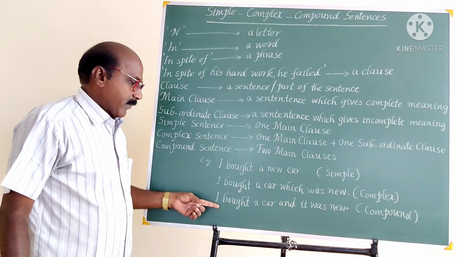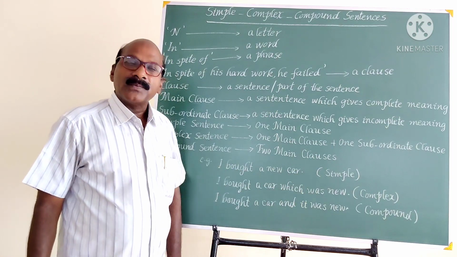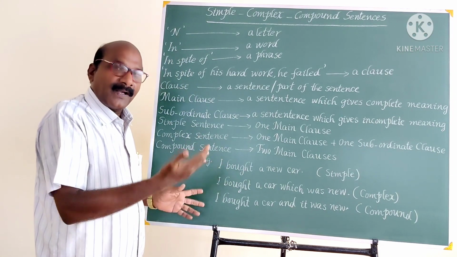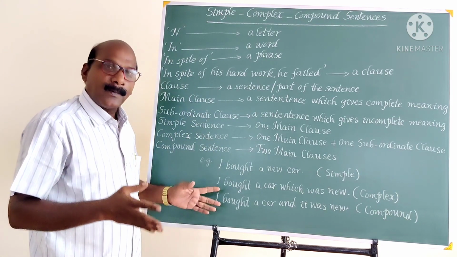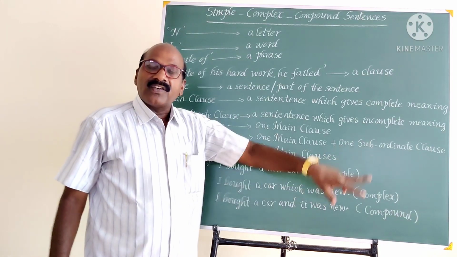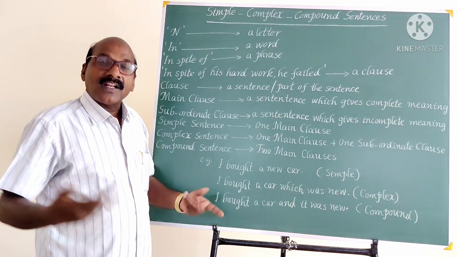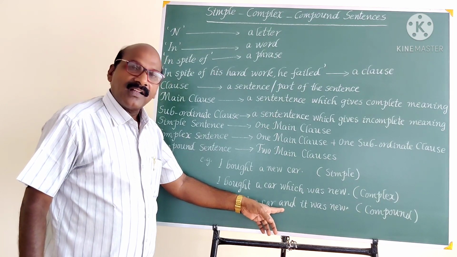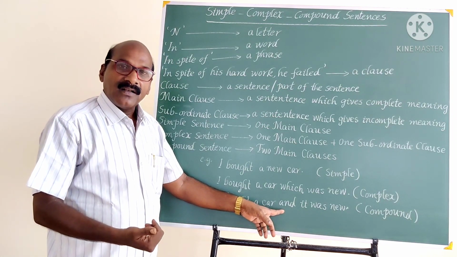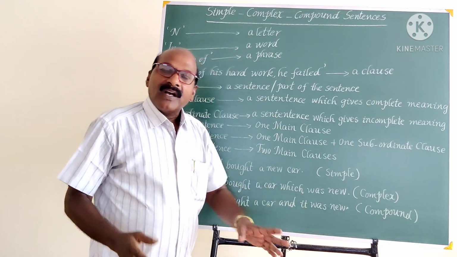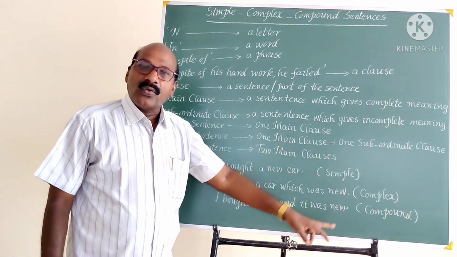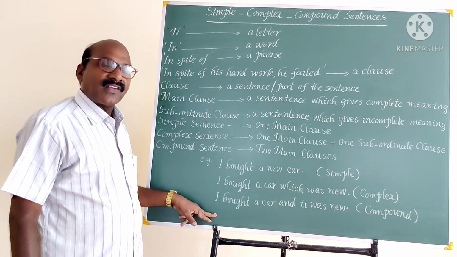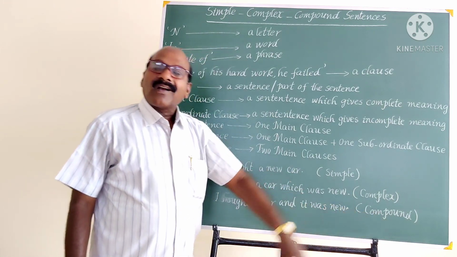And coming to this example, I bought a car and it was new. I bought a car. It is one main clause because it gives complete meaning. And it was new. It also gives another complete meaning. The conjunction and that we use here will make us understand that it gives another complete meaning. So it is one main clause, and again it is another main clause. A combination of two main clauses is a compound sentence.